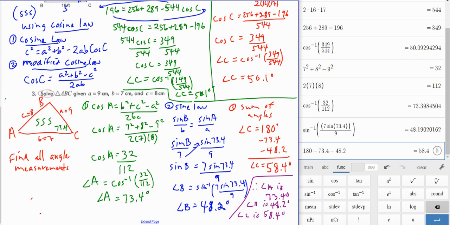And there we go. So you've seen the simplest to the hardest of all these examples. And the best way to get accustomed to using the cosine law is practice, practice, practice with your homework questions.